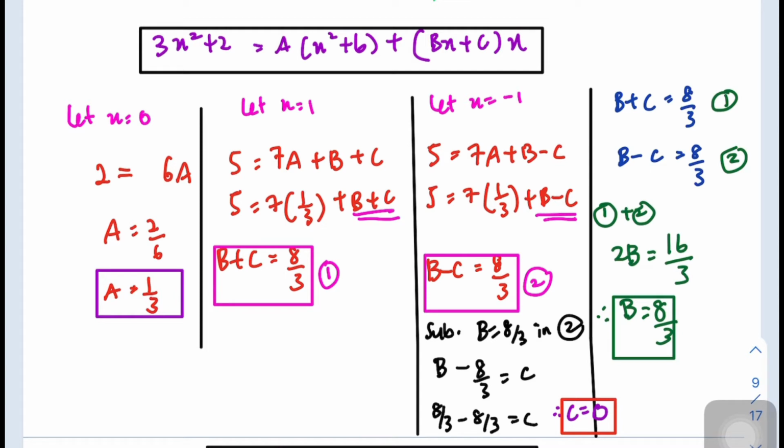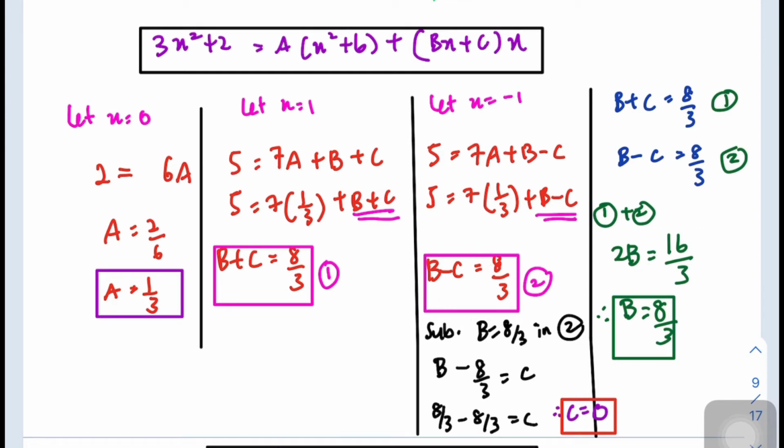For another value, let's choose x equal to -1. So your left hand side is equal to 5. Your right hand side here for the first one is 7A. And for this one, this is plus B and this is minus C. So we have the value of A, 1 over 3, fill this in. And let's take our value for B minus C. This is just 8 over 3. So this is equation number 2.